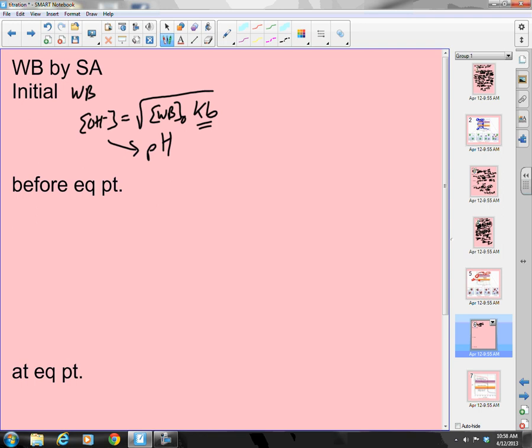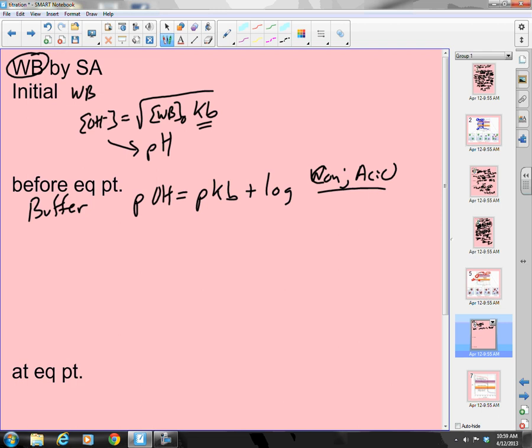Before the equivalence point, what do I have? I have a buffer, but this time the buffer is going to be based on the weak base, so pOH is equal to pKb plus the log of my conjugate acid over the weak base remaining. Got it?